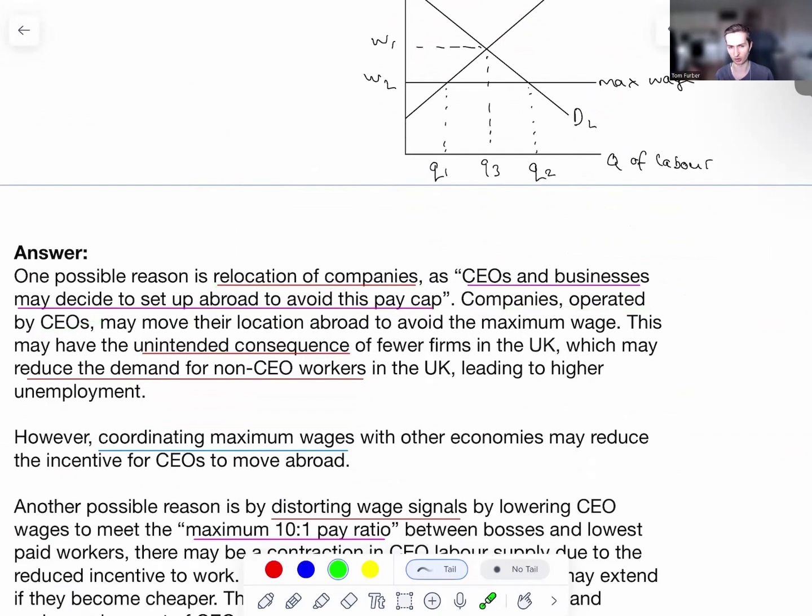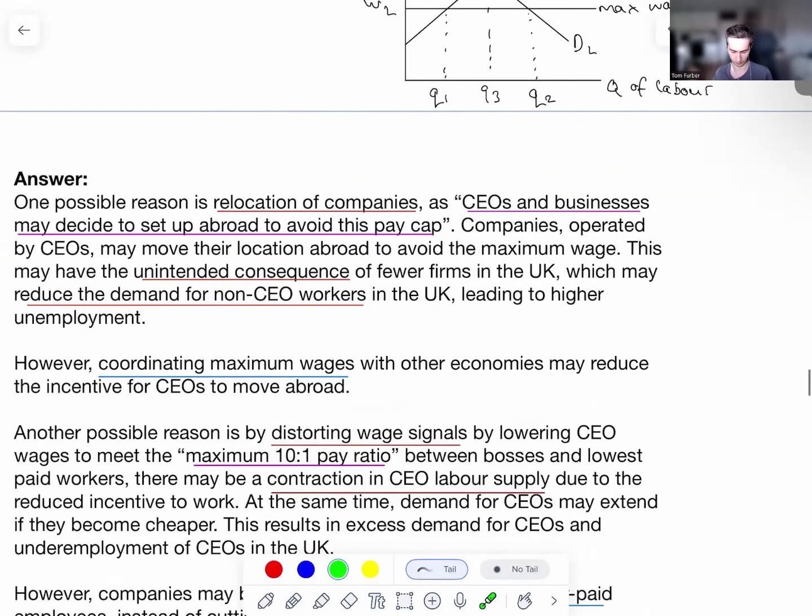And this may have the unintended consequence, that's a nice buzzword for government failure, one of the 4 types of government failure, of fewer firms in the UK, which may reduce demand for non-CEO workers, leading to higher unemployment. However, coordinating maximum wages with other economies may reduce the incentive for CEOs to move abroad. So that's a nice short evaluation point.